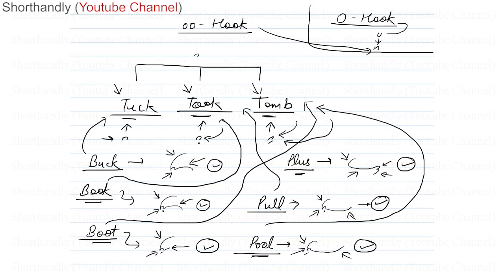So this is what the oo hook is about, and remember that this oo hook is a vowel. We can say that in this word buck, we made first B, then we have this vowel. We can call it a vowel also because it is a vowel.